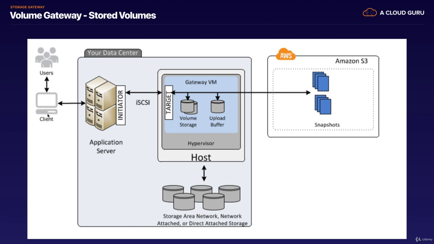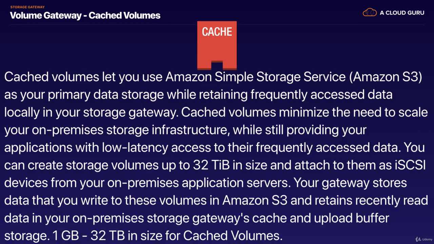We've got our users and our client. They're using the application servers. This then uses an iSCSI connection to our host, and this host is running our gateway virtual machines. Essentially, we're creating volumes on this host, and then the virtual machine is replicating these volumes up to AWS and storing them as snapshots in S3.